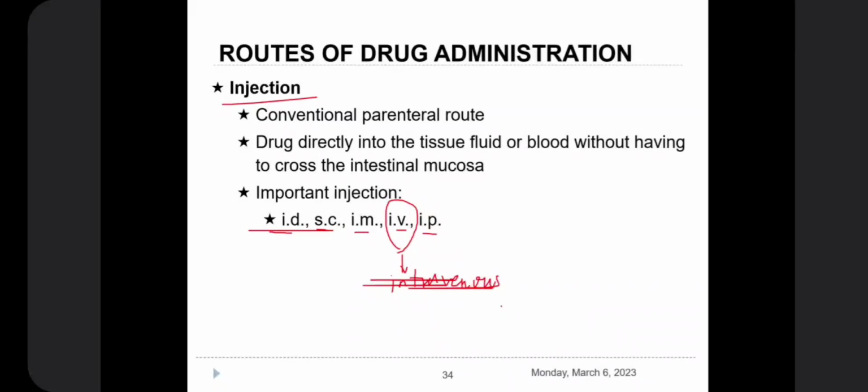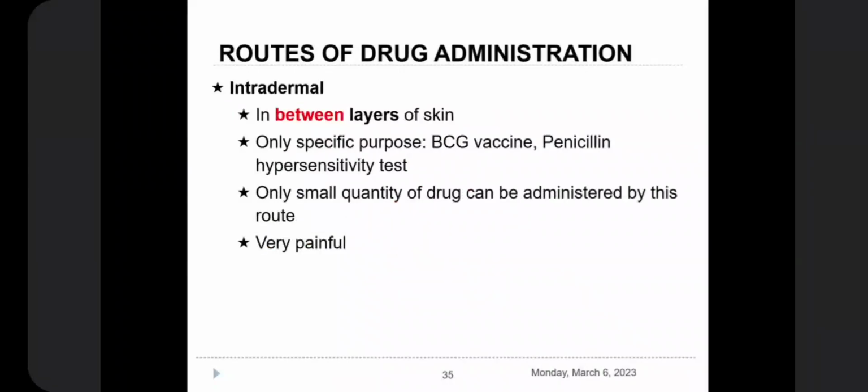It's very common in the clinic. If we suffer a very serious disease and hope the action will happen very quickly, we use what? We use injection, especially IV injection. Okay, let's see it one by one. First one, intradermal. It's short for ID.